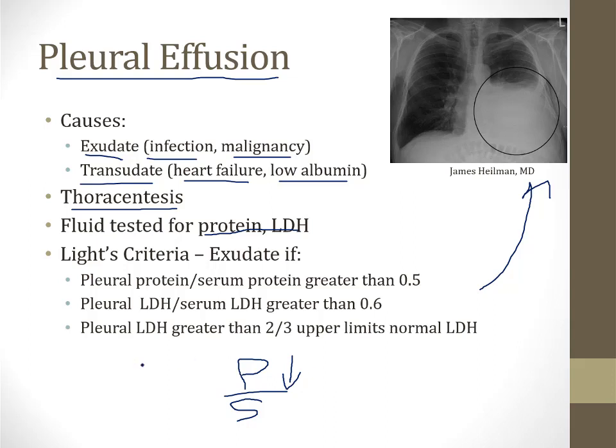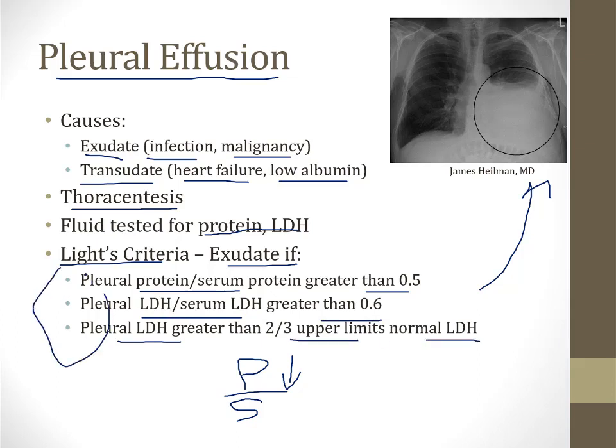So what you do is you analyze the pleural fluid, then you apply what's known as Light's criteria. Light's criteria says the effusion is an exudate if the pleural protein to serum protein ratio is greater than 0.5, or the pleural LDH to serum LDH ratio is greater than 0.6, or if the pleural LDH is greater than 2/3 the upper limit of normal for the serum LDH.